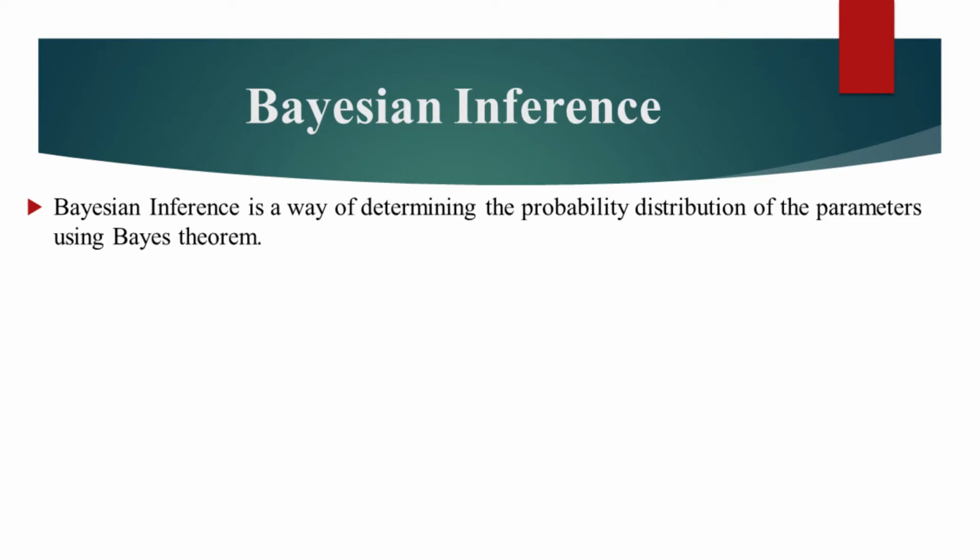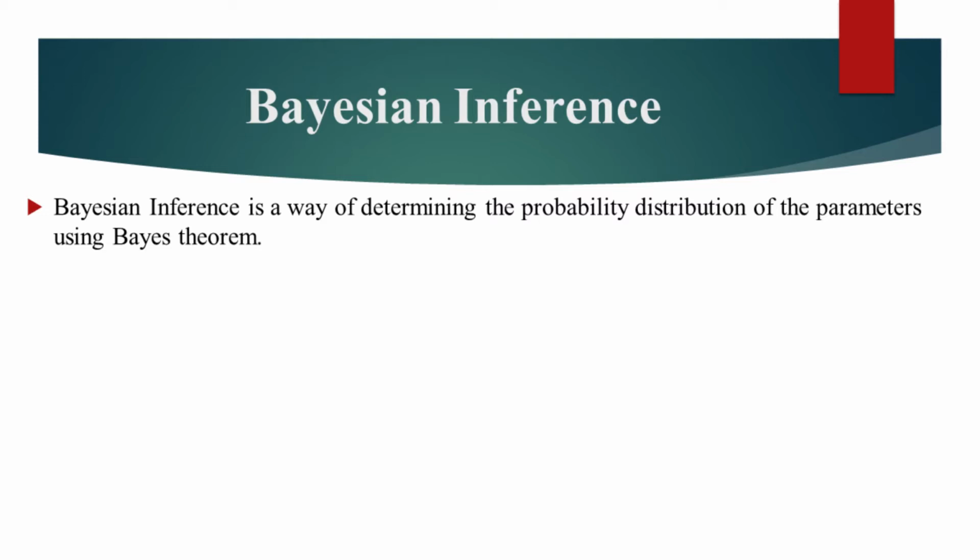Bayesian inference is a way of determining the probability distribution of the parameters using Bayes' theorem. This method lets us incorporate an external evidence that some values of the parameters are more likely. Let's now examine a generalized formula and then see an example of using it.